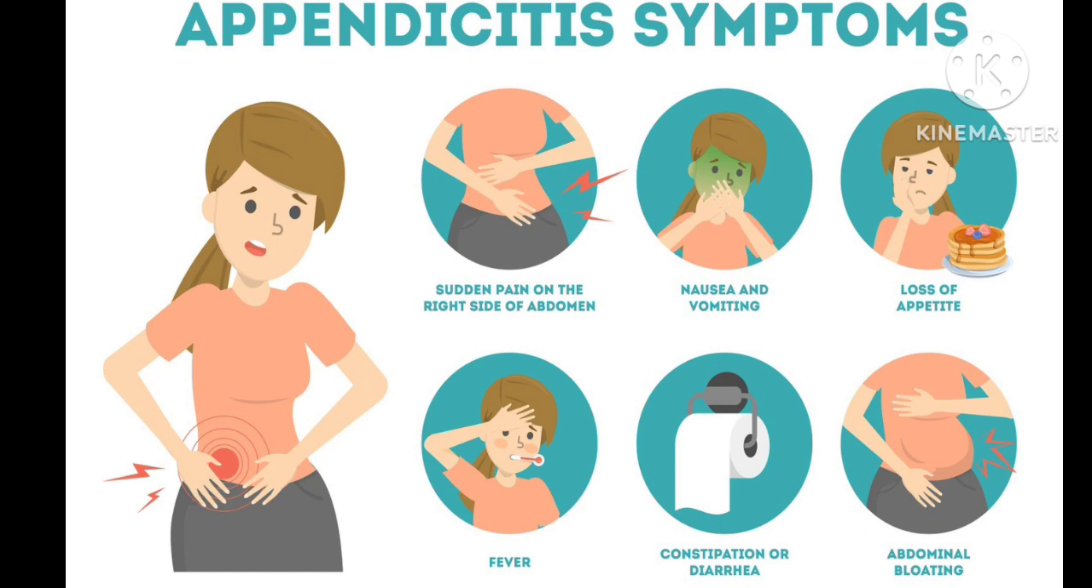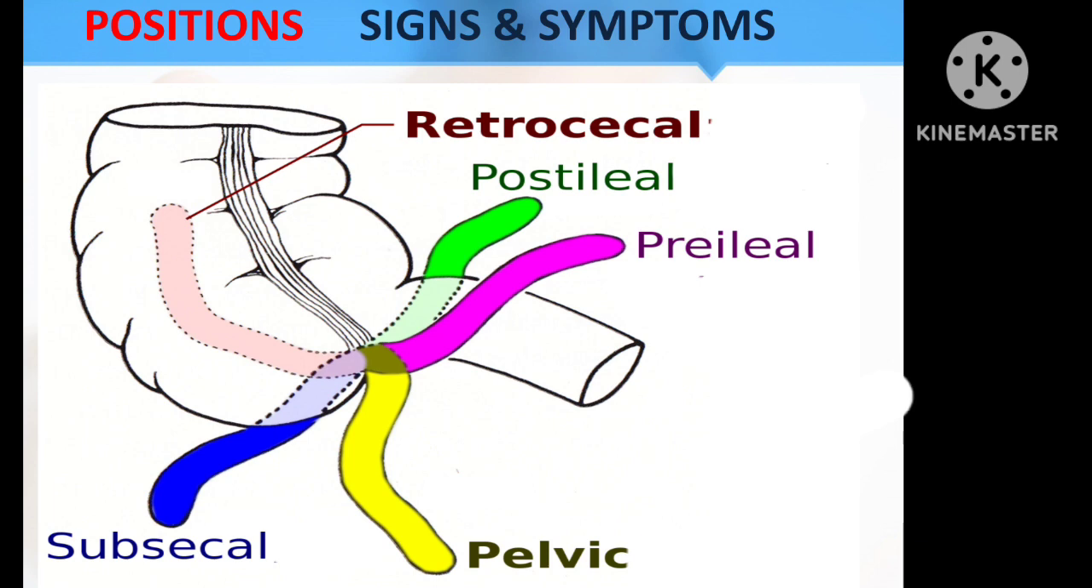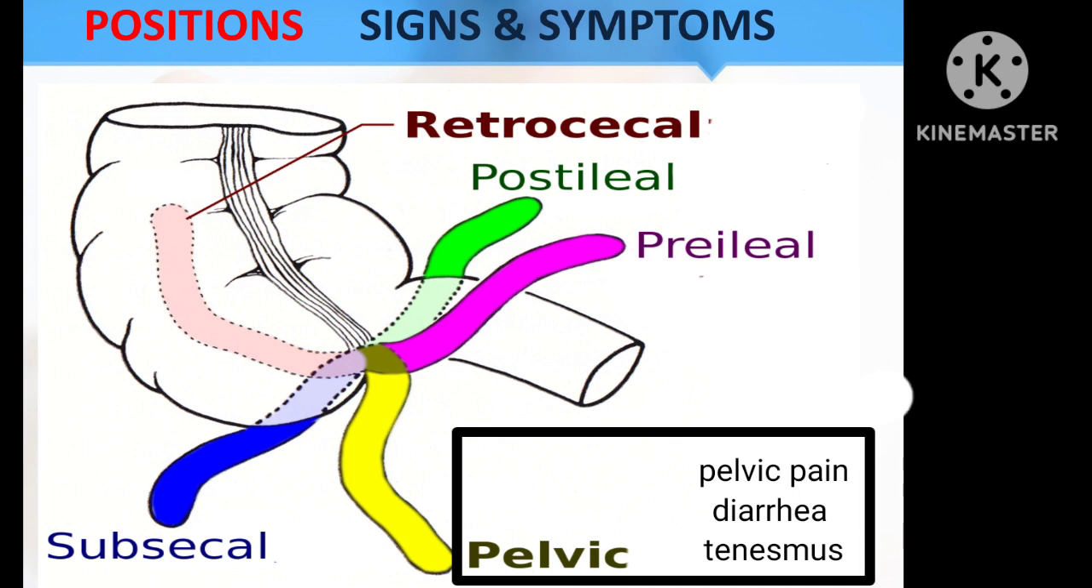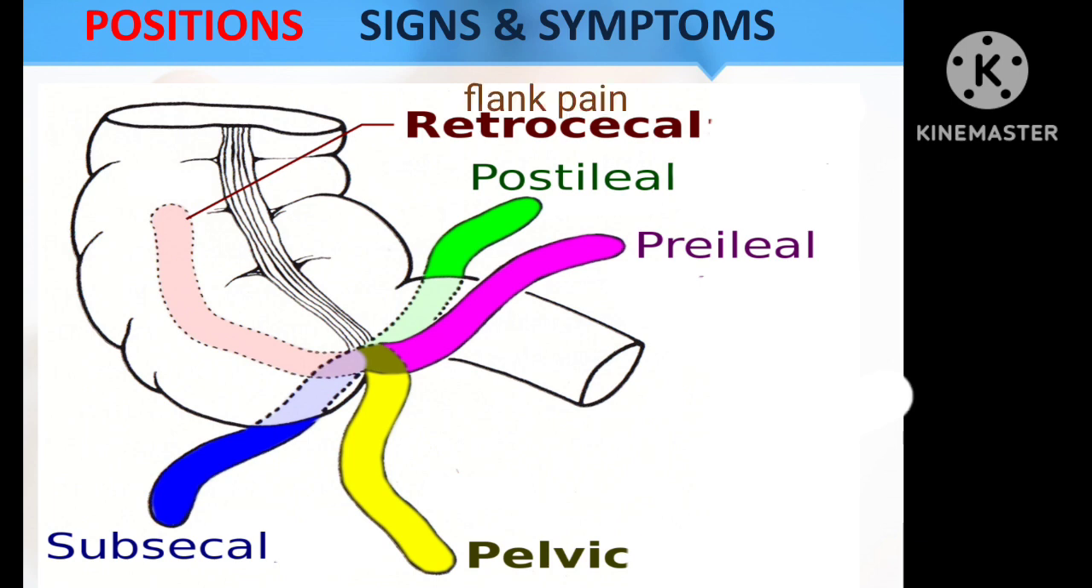Children often present with vague and non-specific signs and symptoms. The general signs and symptoms include pelvic pain, diarrhea and tenesmus in case of a pelvic appendix, flank pain in association with a retrocecal appendix, groin pain if the appendix is within an inguinal hernia, or right upper quadrant pain in case of subhepatic appendicitis.